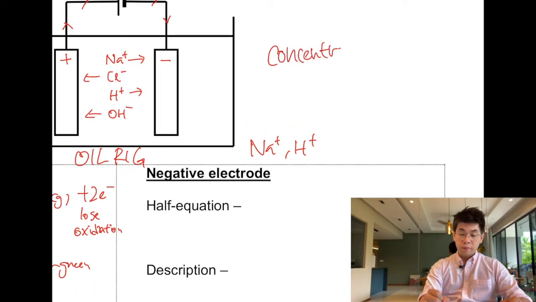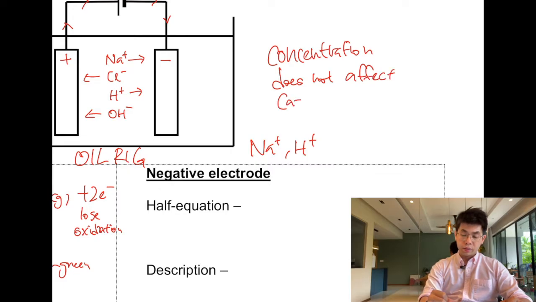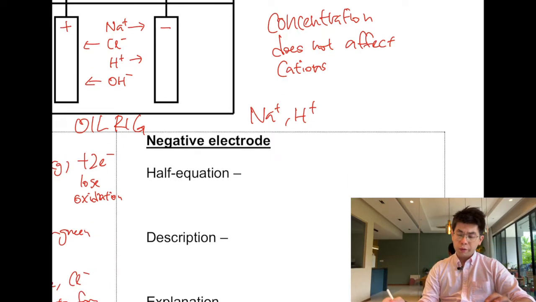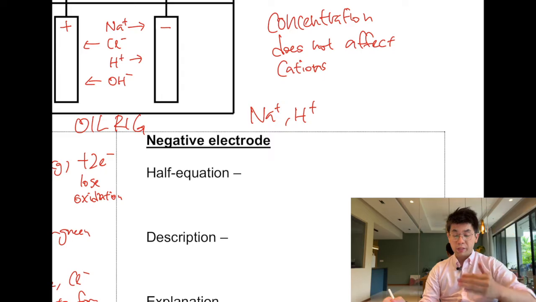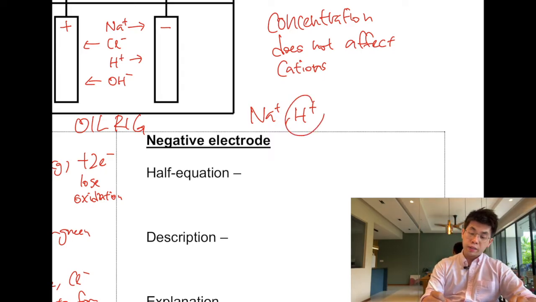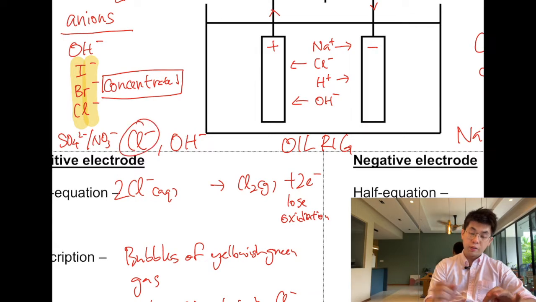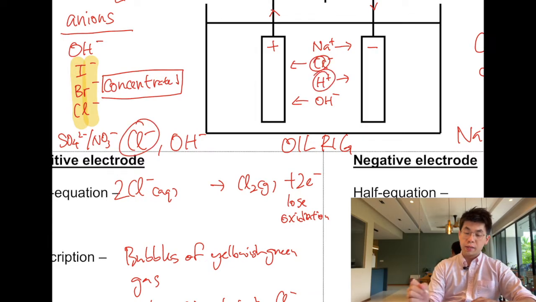Concentration at O levels does not affect cations. It does not affect the cation reaction. So over here again, we use the metal reactivity series, and we know that it's the H+ that is being selected for. On the other side is the Cl-, a special case, Cl- and then H+.